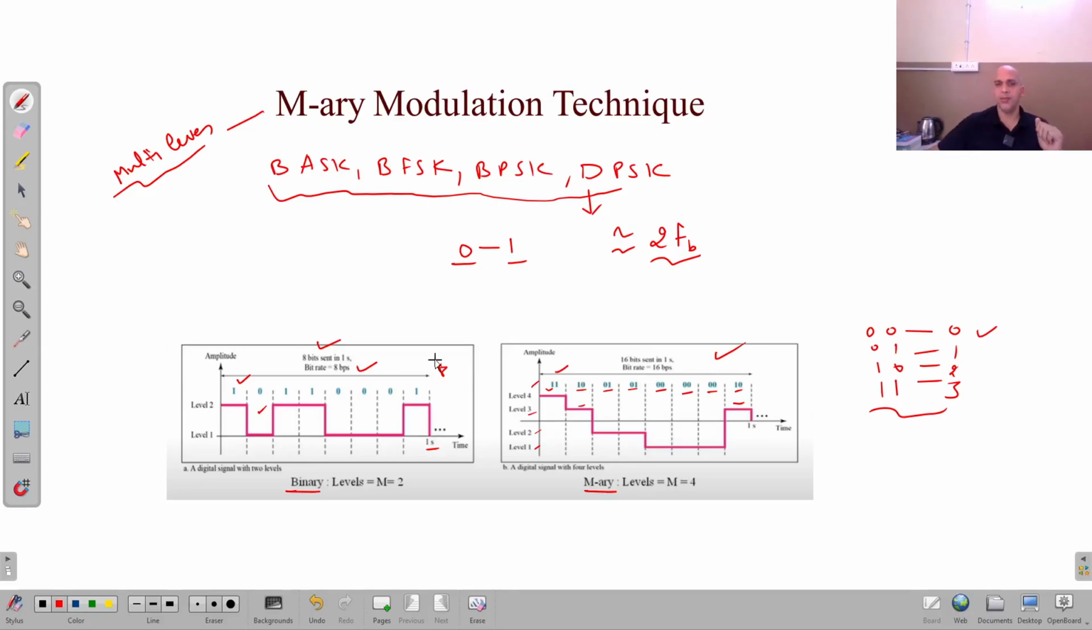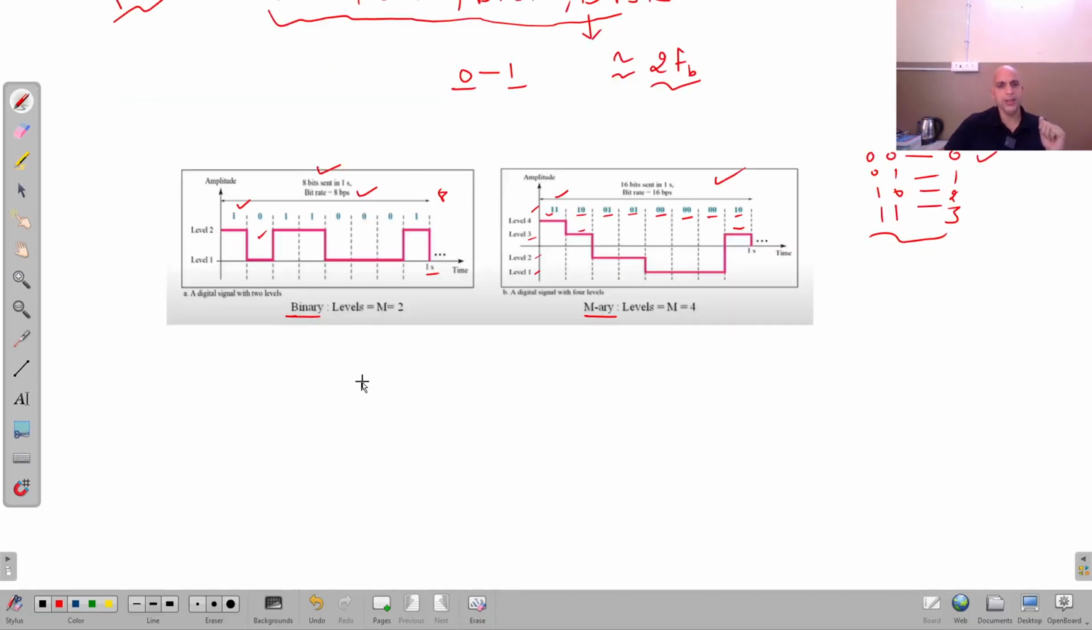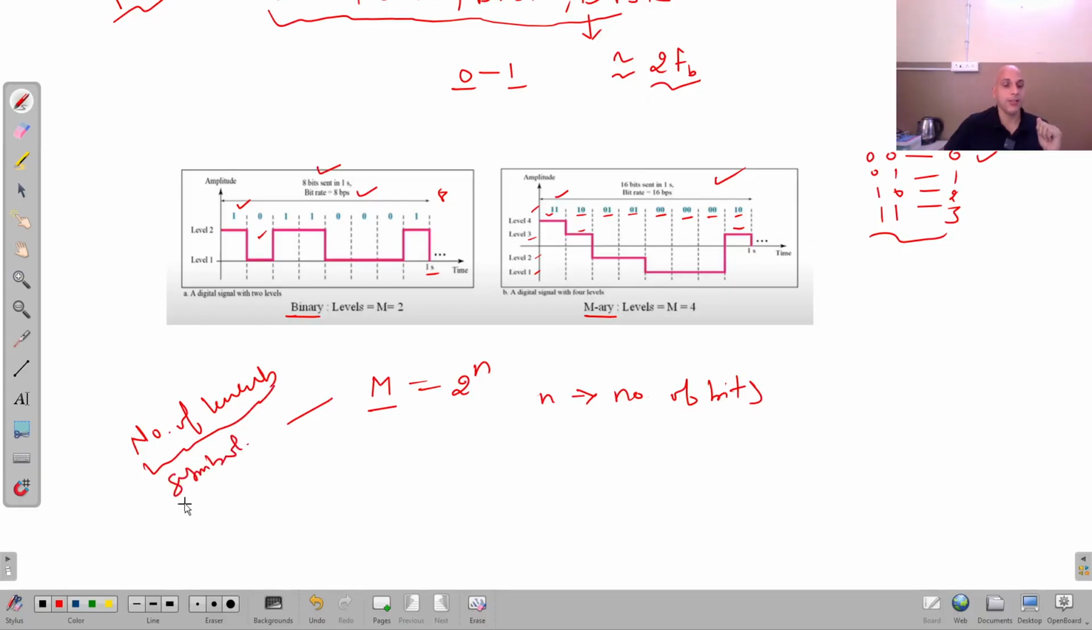In general, in M-ary, M is equal to 2 raised to the power n, where n is the number of bits used, and M is the number of levels. That is also called a symbol. Sometimes it is also written as a symbol in shift keying techniques. So if I take n equal to 1, that means 1 bit per sample, either 0 or 1.